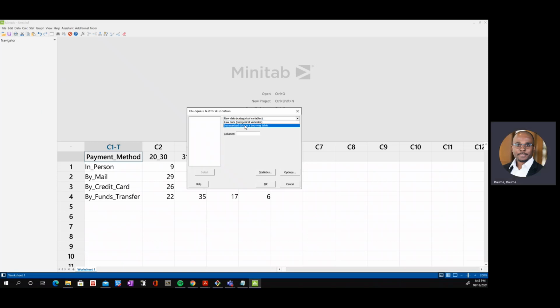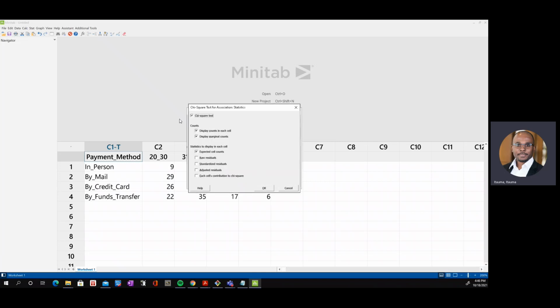And we change this to summarize data in two-way table. So this is a two-way table. In the columns area, you press Shift and highlight all the variables and click Select. And then in the rows area, you select the categorical variable payment. Double click on it there. And next, you can click on Statistics to specify which of the outputs you want.